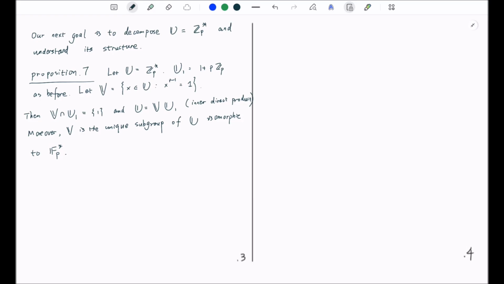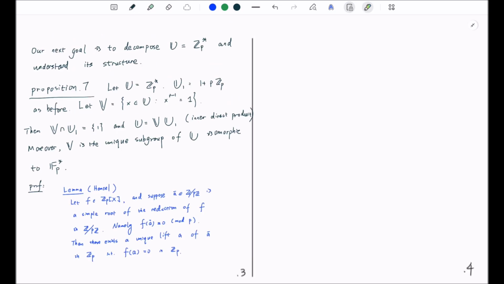In Serre's book, he took the approach of taking a split short exact sequence and taking the inverse limit. And here we are doing it differently, which I believe is more rigorous and formal. Let's recall Hensel's lemma. Now we're going to use this lemma with f taken as x raised to the power p minus 1, minus 1.